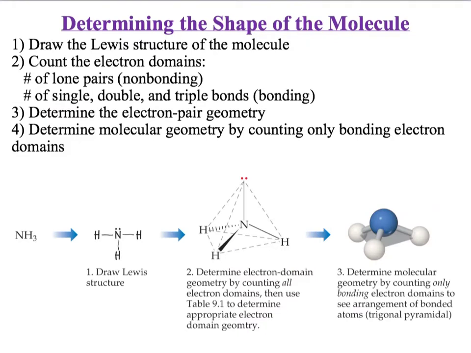Now how do we determine the overall shape of the molecule? There are 4 basic steps that you can follow. The first is to draw the Lewis structure of the molecule. Then we count the number of electron domains, which includes the number of lone pairs, which are non-bonding, and the number of single, double, and triple bonds. From there, we can look at the table on the last slide and identify the electron pair geometry. Then, if we count just the atoms instead of the non-bonding electrons, we can determine the molecular geometry as well using a similar table, which we'll see in a second.